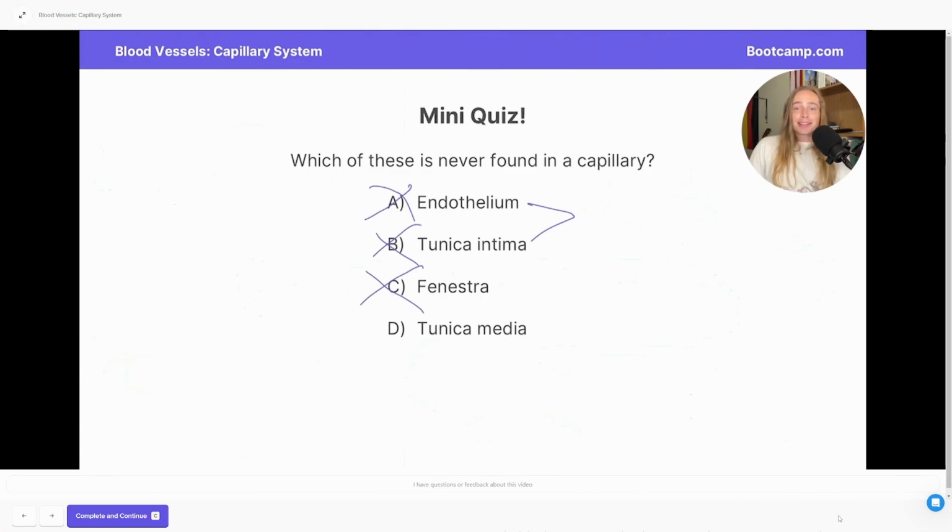And now we come to the last answer, tunica media. So recall that tunica media is the layer of a blood vessel that's going to be made up of smooth muscle. Capillaries do not have this as they only utilize tunica intima.